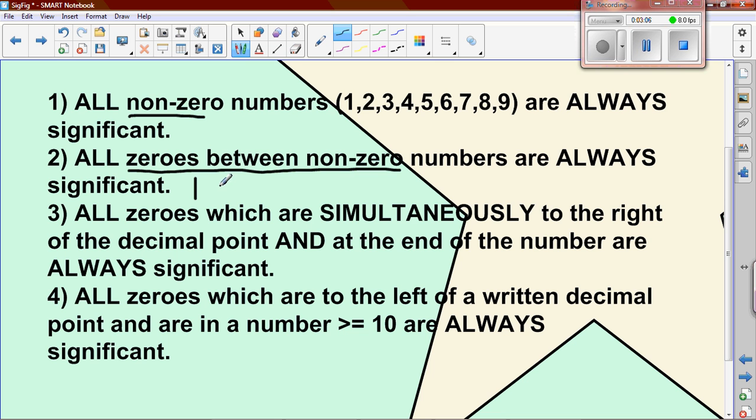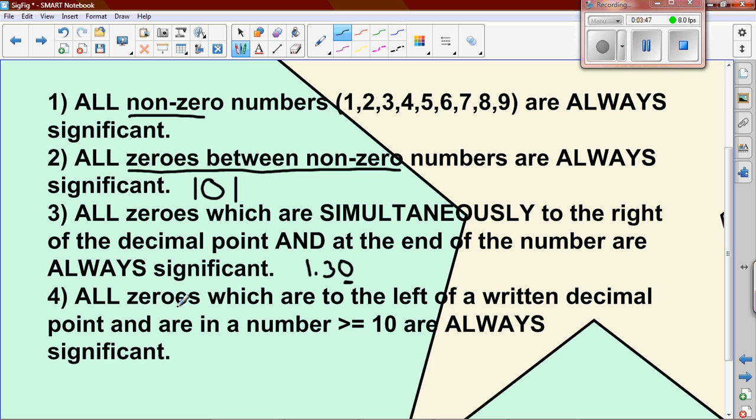So if we had, for example, the number 101, then of course those ones are significant figures. They're non-zero. And then this zero, because it's in between the two ones, would also make it a significant figure. Any zeros that are simultaneously to the right of a decimal point and at the end of a number are always significant. So again, if we had something like 1.30, okay, this is to the right of the decimal point and is at the end of the number, and that zero is a significant figure.